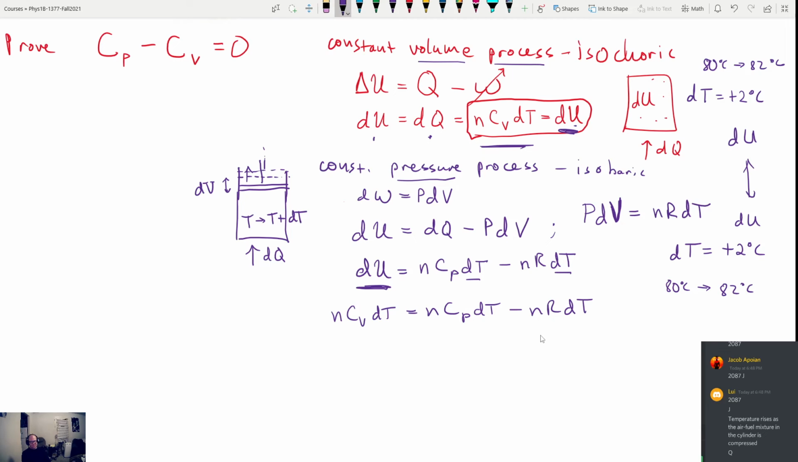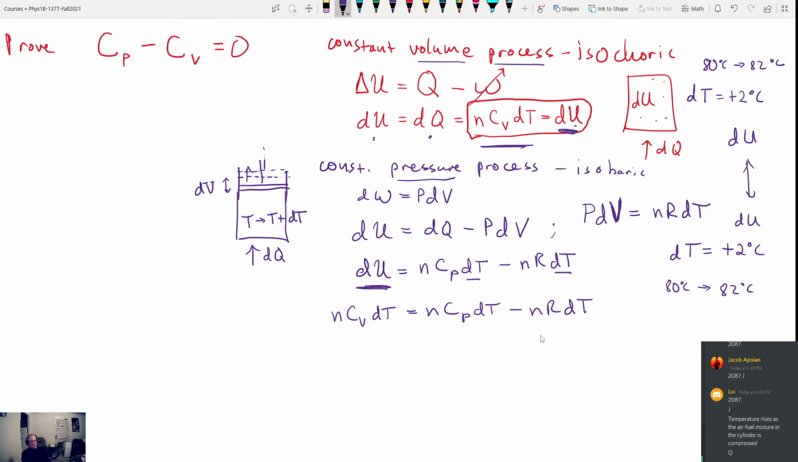Okay? Again, this really bothered me the first time I was trying to teach this. I didn't really understand it, but it totally makes sense to me now. Anyone have any questions? So different processes, but definitely when it's the same temperature difference, du is the same, basically. Exactly. That's right. Yep.